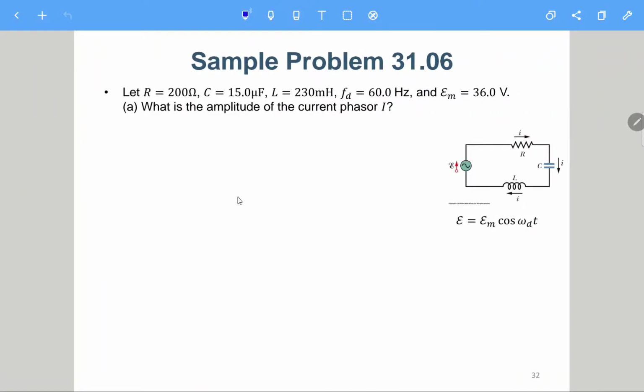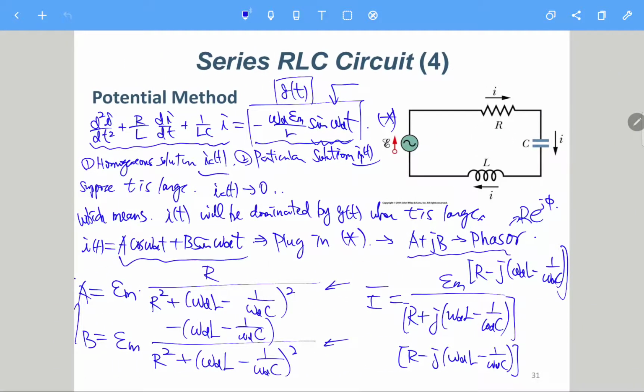So next, it should be A minus JB, A plus JB.